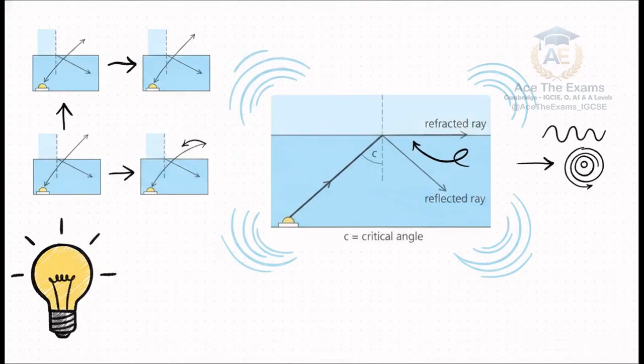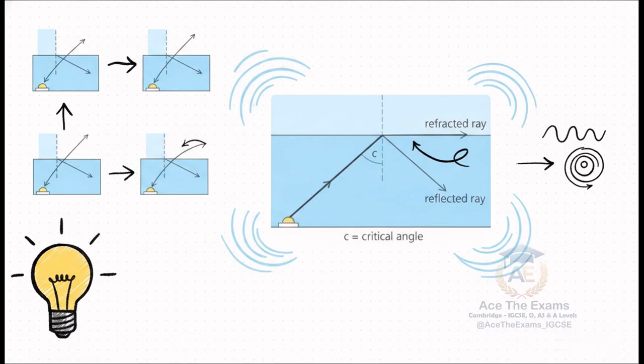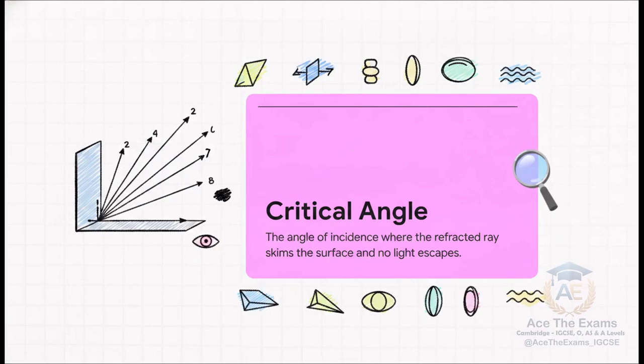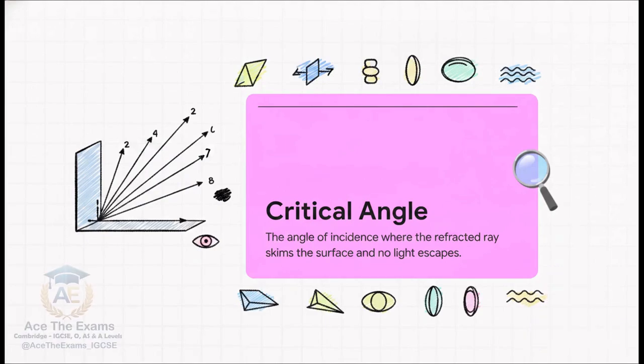Now, let's move the lamp to increase the angle that the light hits the surface. As we do this, the refracted ray in the air bends more and more, getting closer and closer to the water's surface. Eventually, we hit a highly specific angle where the refracted ray bends so much it doesn't even exit the water at all. It just skims perfectly along the surface boundary.